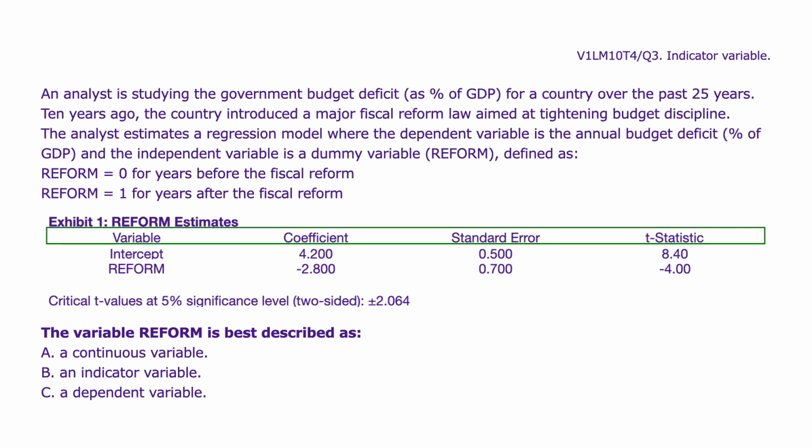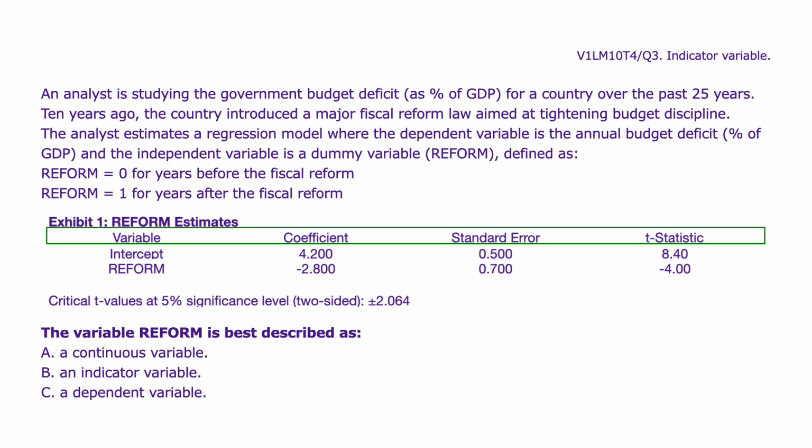An analyst is studying the government budget deficit as a percentage of GDP for a country over the past 25 years. Ten years ago, the country introduced a major fiscal reform law aimed at tightening budget discipline. The analyst estimates a regression model where the dependent variable is the annual budget deficit and the independent variable is a dummy variable, reform, defined as 0 for years before the fiscal reform and 1 for years after the fiscal reform. The regression results show an intercept of 4.200 and a slope coefficient for reform of negative 2.800.